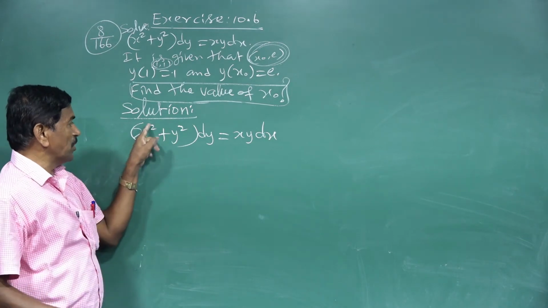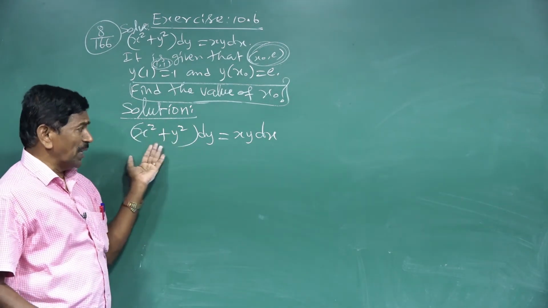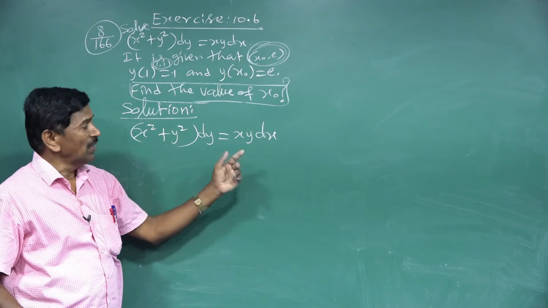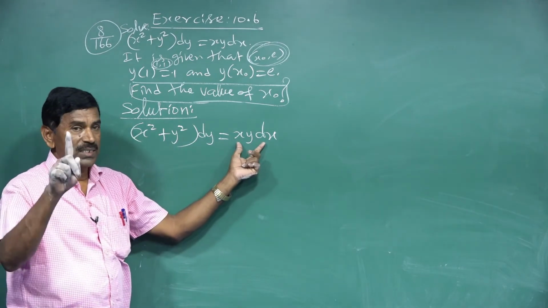Okay. x power 2, y power 2. Left hand side, power 2, power 2. RHS? How many times in RHS? Yes, there is one time.